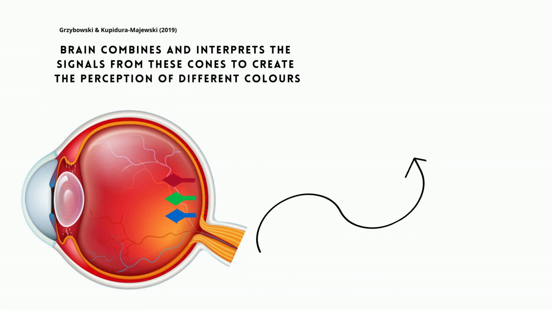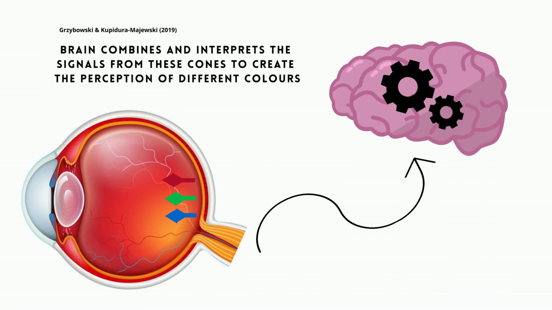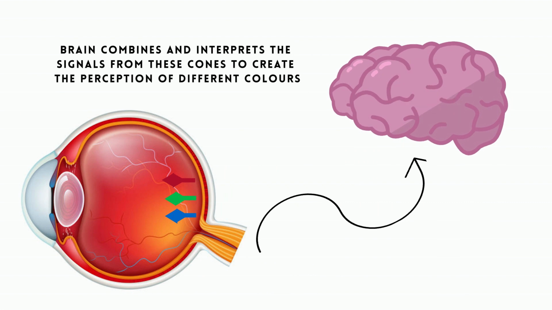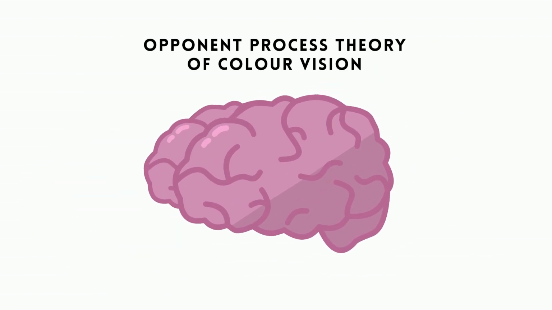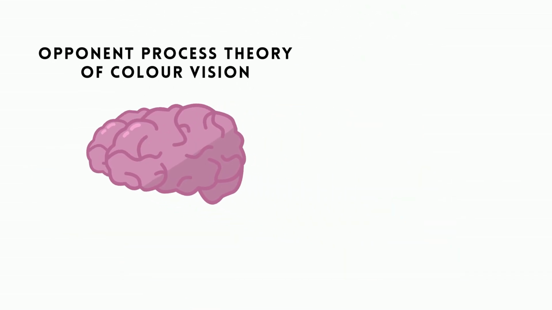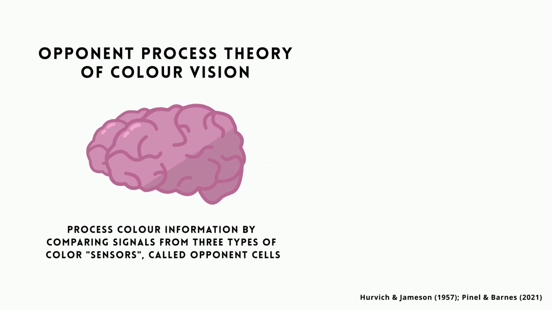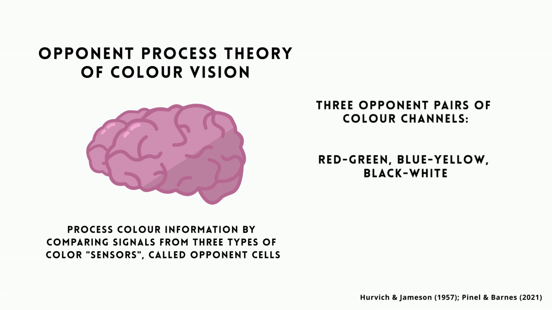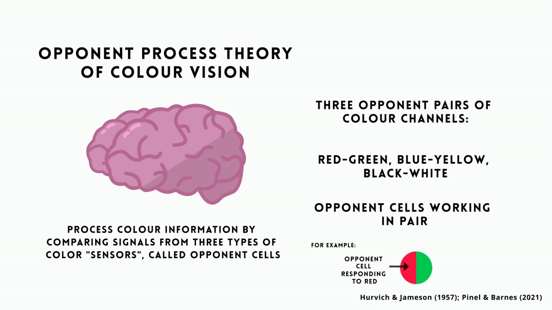And then the brain will combine and interpret the signals from these cones to create the perception of color. This is where the opponent process theory of color vision comes in to explain how these signals are processed. This theory suggests that our brain processes color information by comparing signals from three types of color sensors, also known as opponent cells in this theory. Our color vision is based on three opponent pairs of color channels. In each channel there are two opponent cells working in pairs. One cell will respond to one color in the pair and the other responds to the opposite.